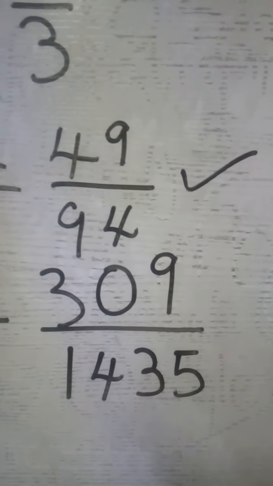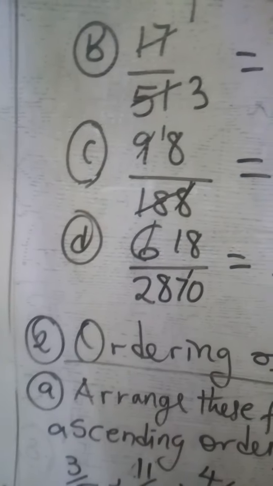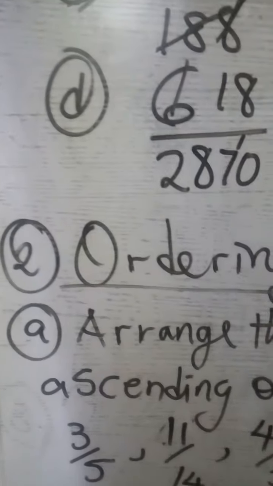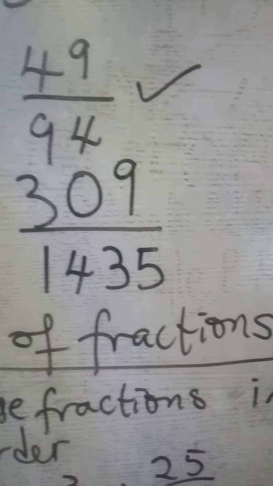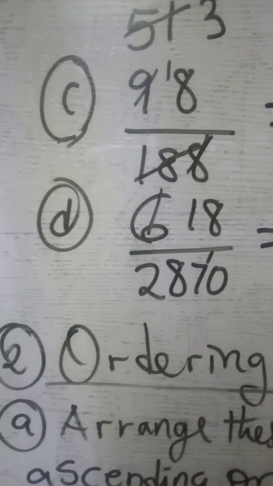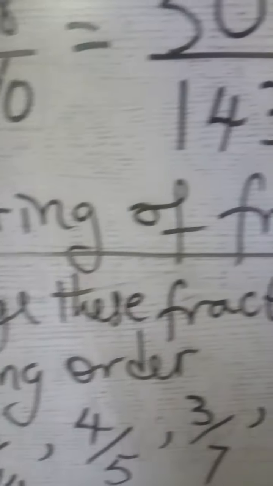So we're going to continue now as we move to the next topic under this, and that is ordering of fractions. What do I mean by ordering of fractions? You tend to arrange fractions in ascending order or descending order. So the first question here says arrange the fractions in ascending order.